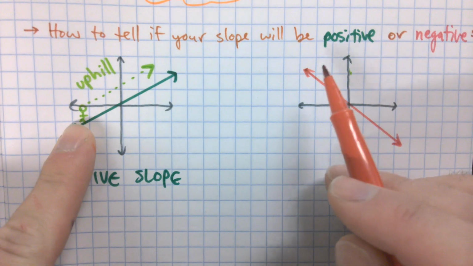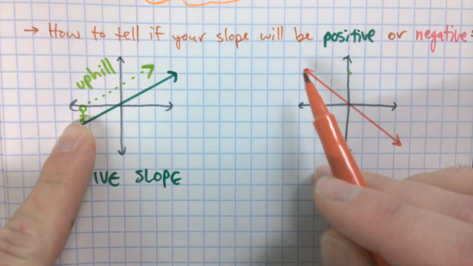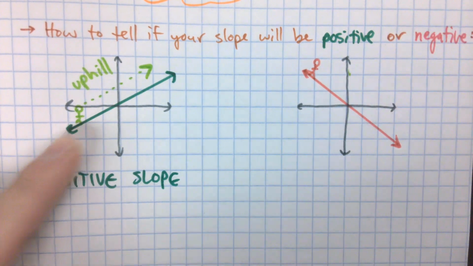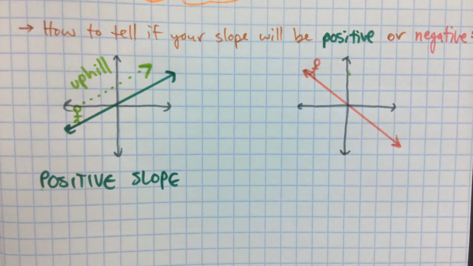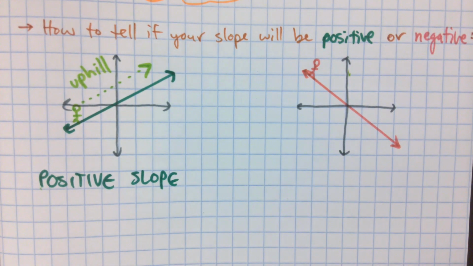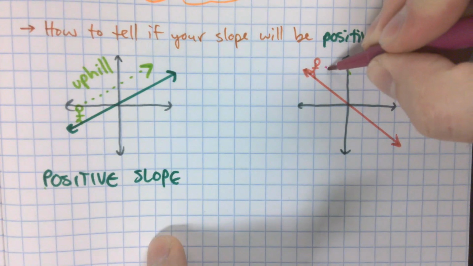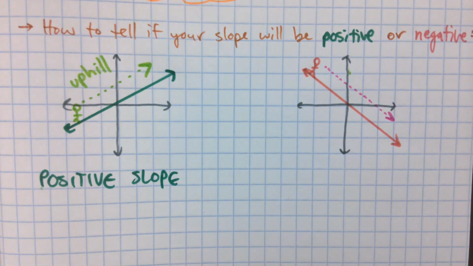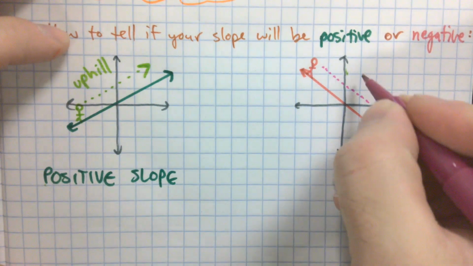We're going to draw a stick figure person on the left side of our line. Not on the lowest side, on the left side. And we'll ask that stick figure to walk to the other side of the line. So if that stick figure person walked to the other side, does it look like they'd be going uphill or downhill? Downhill, exactly. You guys are getting it.